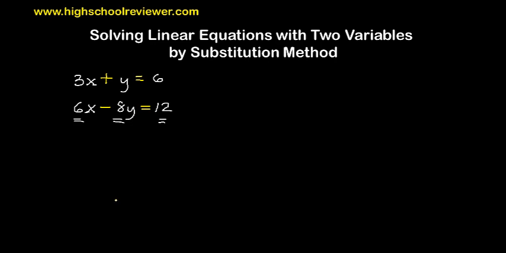Let us now solve these two equations using the substitution method. Our first equation is 3x plus y equals 6. And our second equation is 6x minus 8y equals 12. We are going to call this our equation 1.